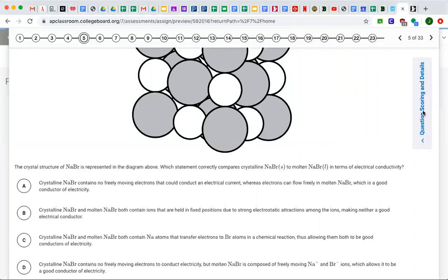We'll double check that. But yeah, those freely moving ions kind of simulate how the sea of electrons would move in a metallic substance.